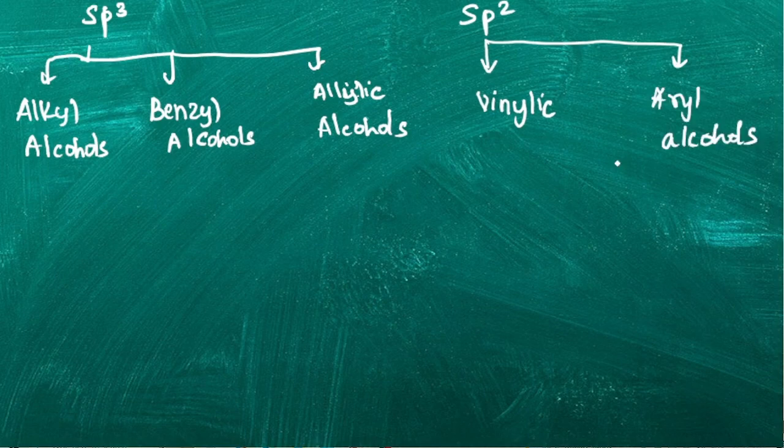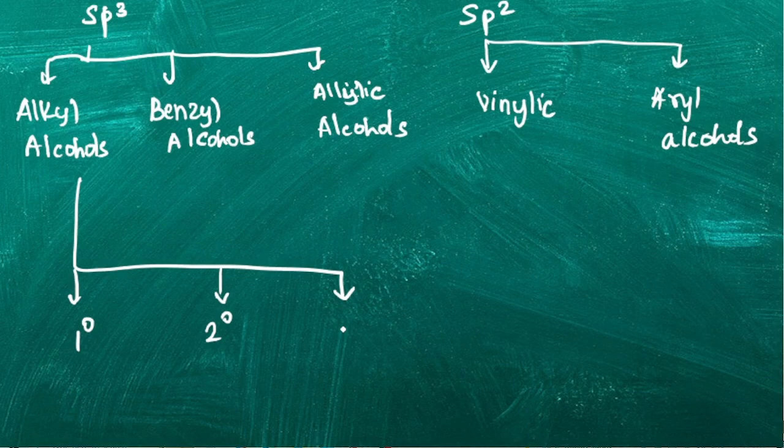Okay. Now, allylic alcohol. What is the meaning of allylic alcohol? Alkyl alcohol is again divided into three types: primary alcohol, secondary alcohol, and tertiary alcohol. Benzylic alcohols means you have a benzene. Example we will write. To the benzene, one CH3 group or CH2 group will be attached, and to that group OH will be attached.